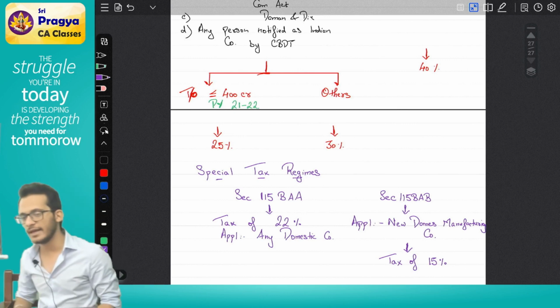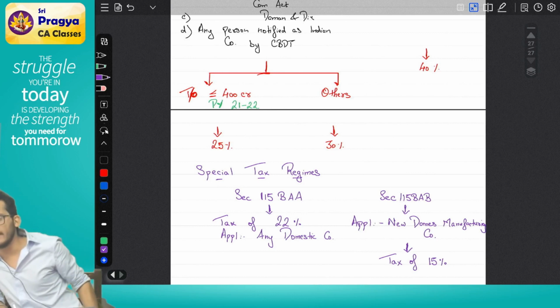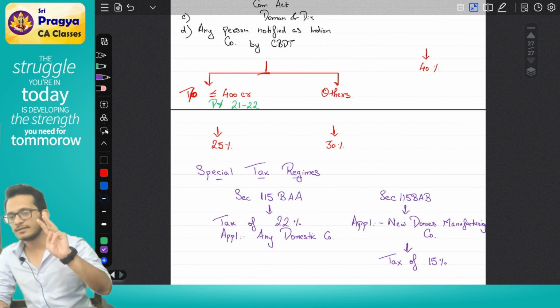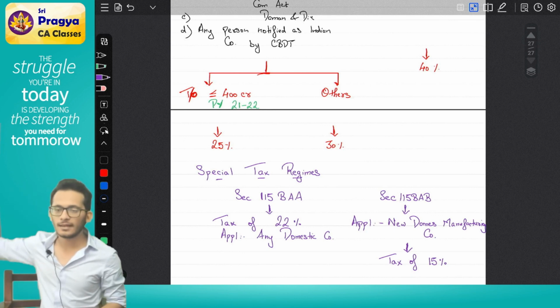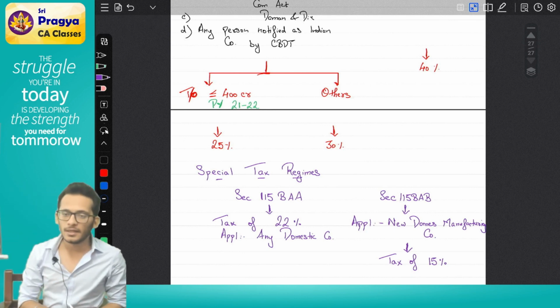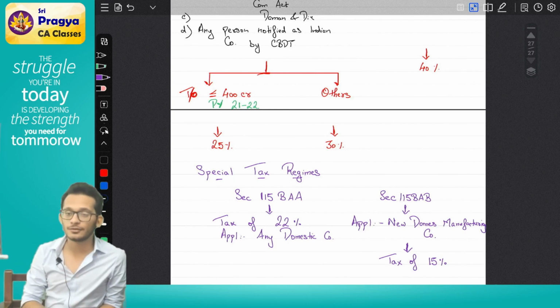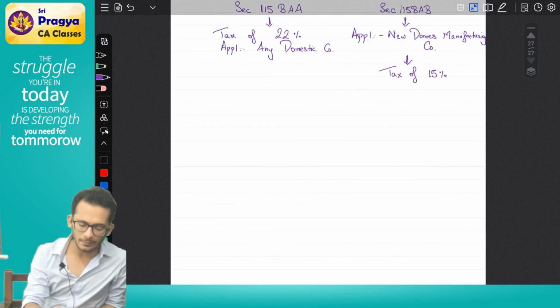Please understand, like I told you, every person has to go through three categories: poor, middle class, rich. I have given you the middle class rates. Can a company be poor? No, which means poor is not there. Can a company be rich? Yes, a company can be rich.